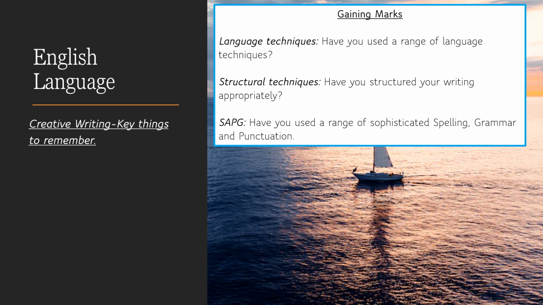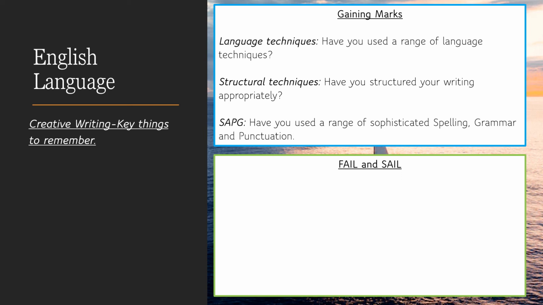And the final one, SPAG. Have you used a range of sophisticated spelling, grammar and punctuation? Now this is often one of the biggest areas that gets neglected when people do their creative writing, and that's why it's important to always spend that time to go back, reread it and double check. If you haven't used things like colons and semicolons or hyphens or things like that, then that is not going to be what we call advanced punctuation. You need to use those in order to make sure you're getting a high mark for the technical accuracy.